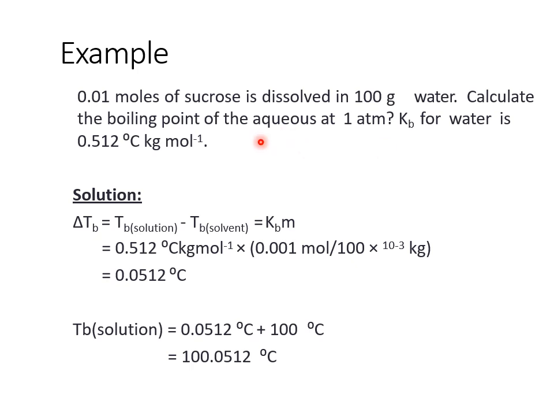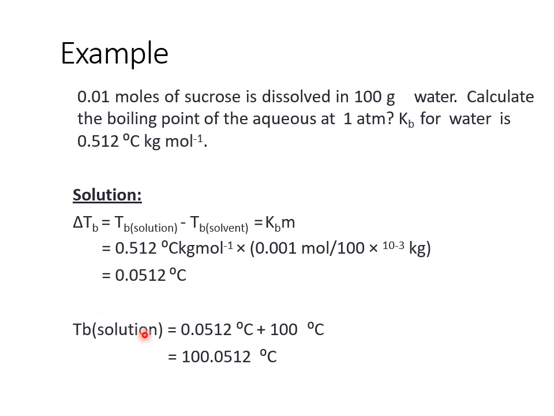This is an example of how to calculate the boiling point. Using the formula ΔTB is equal to TB solution minus TB solvent, we are given 0.01 mole of sucrose dissolved in 100 grams of water. From this we can find the molality, and then calculate the boiling point at 1 atm. KB is given as 0.51 degrees Celsius per molal. The amount is 0.01 mole divided by 100 grams, converted into kg, which will give us ΔTB.